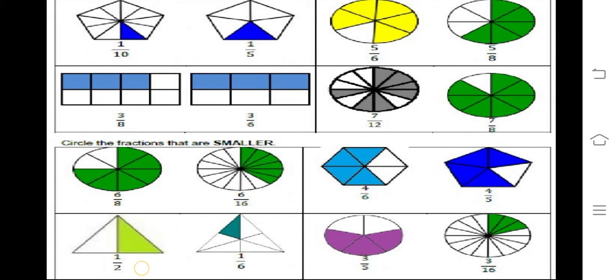Here 1 by 2, 1 by 6. 2 is lesser than 6 but the value is more. So 1 by 2 is greater than 1 by 6. I hope you have understood. The rest, the full you will do.